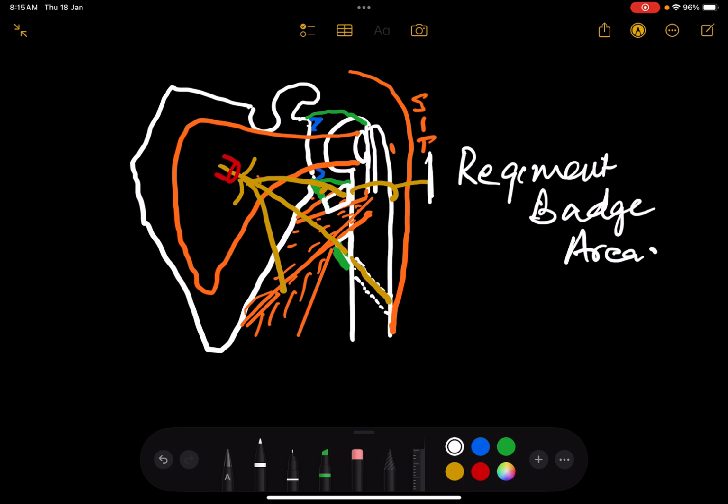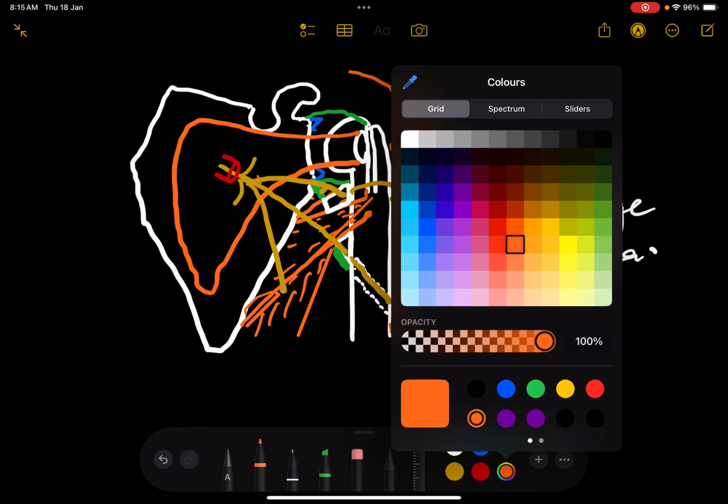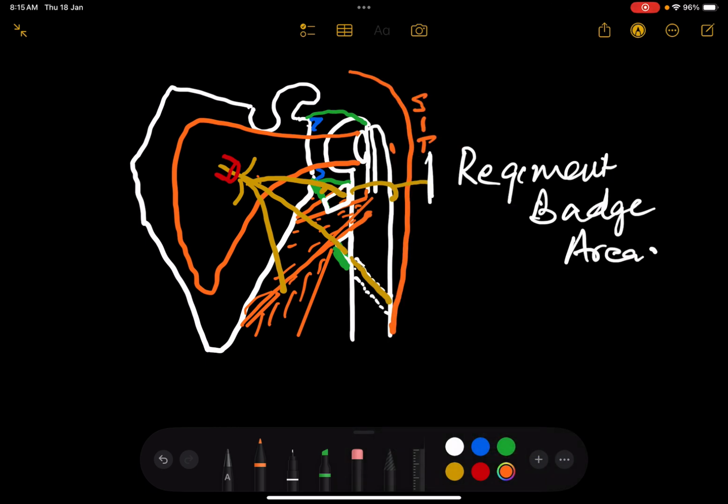So in the radial groove, the origin above and lateral to the radial groove is of the lateral head of triceps. The long head is from the infraglenoid tubercle, the lateral head is above this and the medial head below this. And here the nerve is accompanied by the profunda brachii artery.